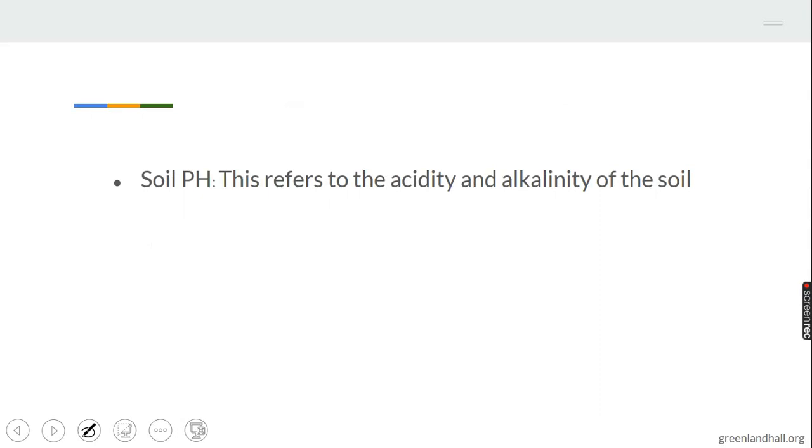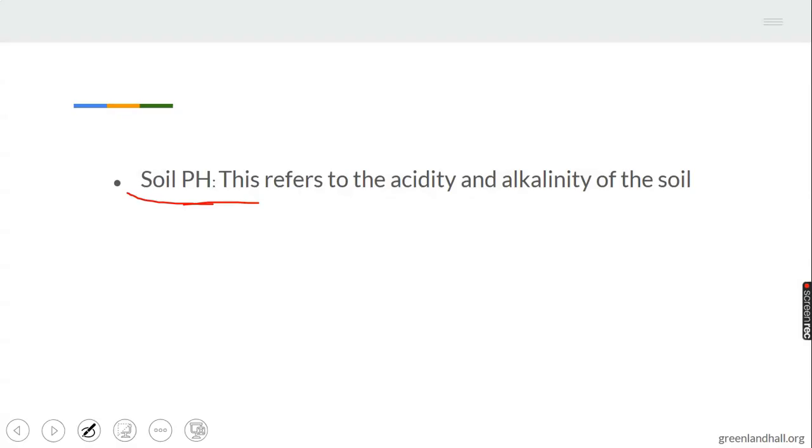Then the next one is soil pH, which is the acidity and alkalinity of the soil. Some soil are so acidic that crops can hardly grow on the soil. And how would you solve the problem of soil pH? It is with the addition of lime. The addition of lime to the soil will help to prevent the acidity of the soil.